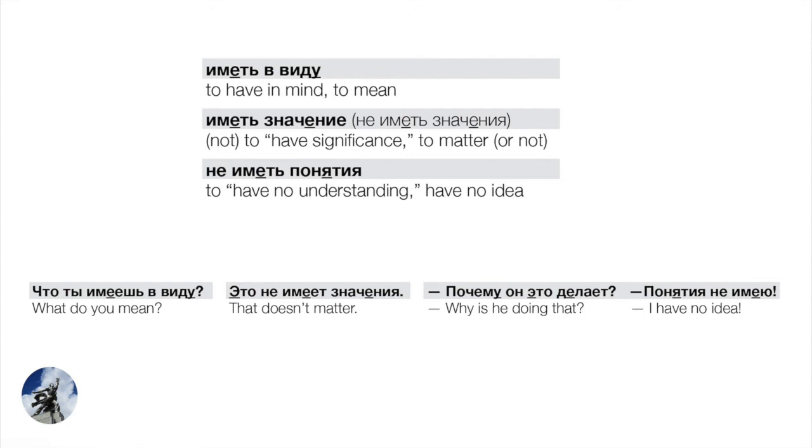Just a few example sentences. Что ты имеешь в виду? What do you mean? Это не имеет значения. That doesn't matter. Почему он это делает? Why is he doing that? Понятия не имею. I have no idea.